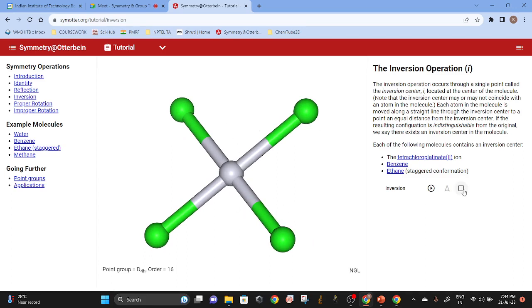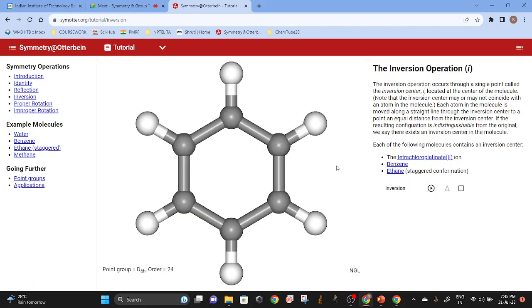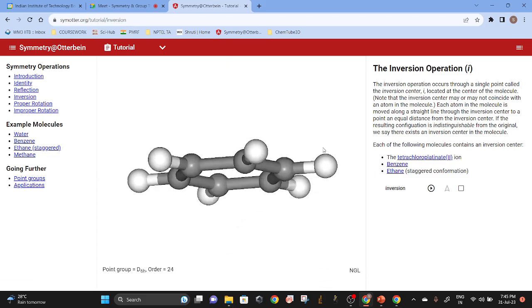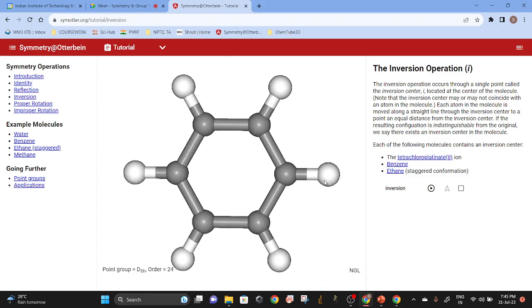Now when I apply inversion, this green thing is showing where the center of inversion point is located. Okay, now let's play the animation. You see what happens. So all the atoms change places, still the molecule is looking the same as it was before. This is the concept of center of inversion. Now check this. Benzene. See, so symmetrical in whatever direction you see.